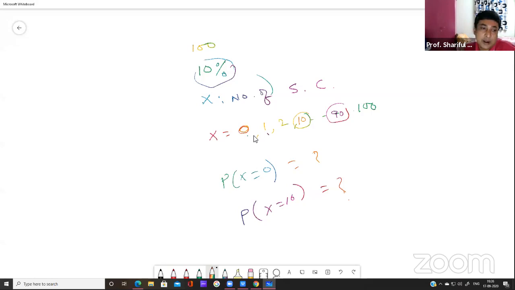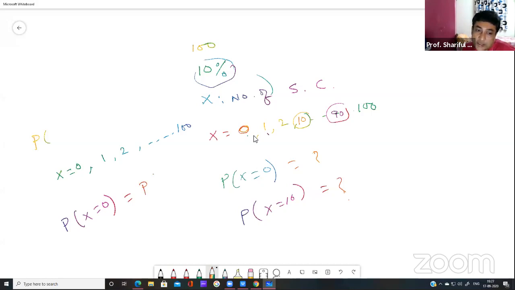So can we calculate the probability of X equal to 0? What is the meaning of distribution? Distribution means you have to identify the values of the random variable. Here the possible values of X are 0, 1, 2, up to 100. Now, what is the meaning of X equal to 0? We want to calculate the probability of X equal to 0. X equal to 0 means all these customers are failures.